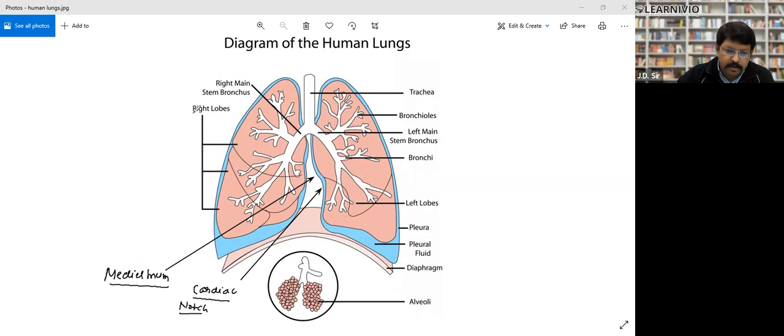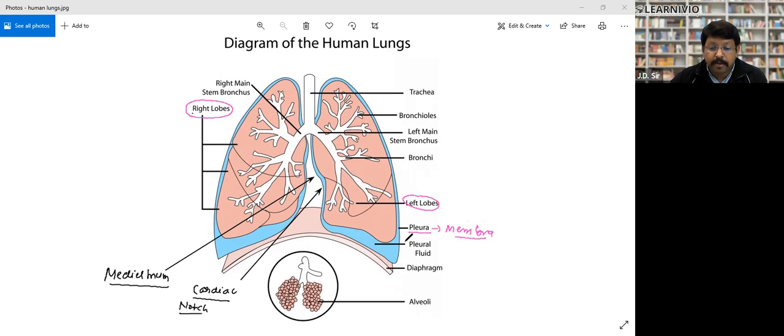The right lung has these three lobes, and the left lung has these two lobes, right? The lungs remain covered with a special kind of membrane. That membrane is called the pleura. The pleura is a type of membrane and it is made up of epithelium, right?